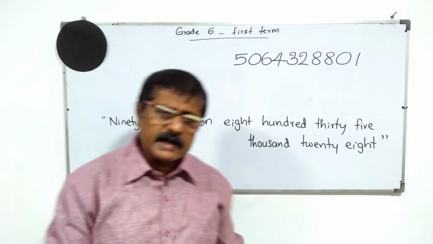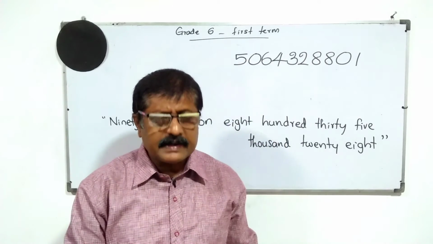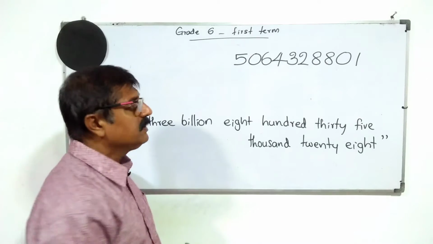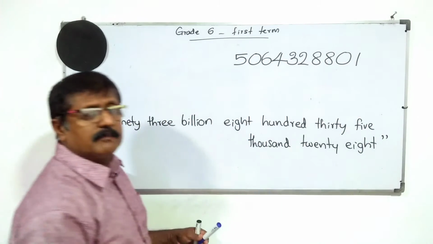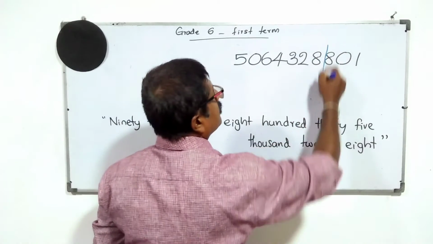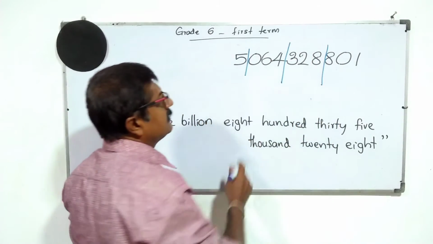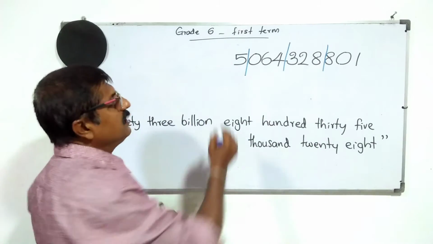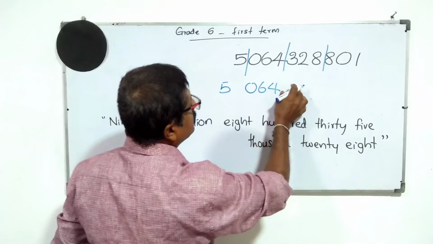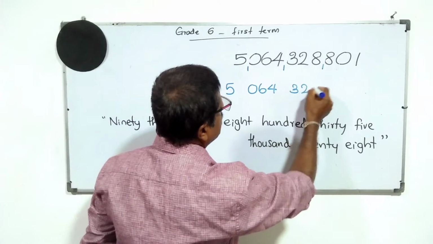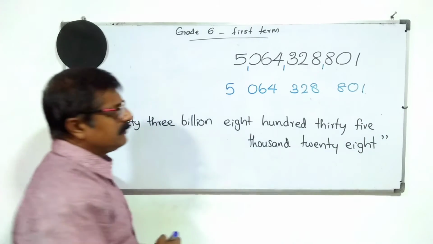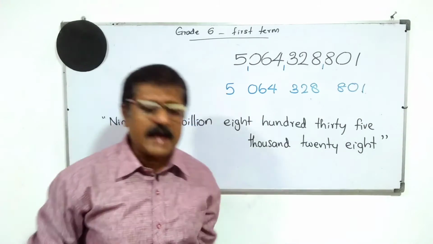That is to write the number separated into zones. How can you separate the number into zones? From this side, from the unit place, you are separating 3 digits, 3 digit zones like this. Then keep a small space. 5 space 064 space 328 space 801. This is the way you write a number in the standard form.